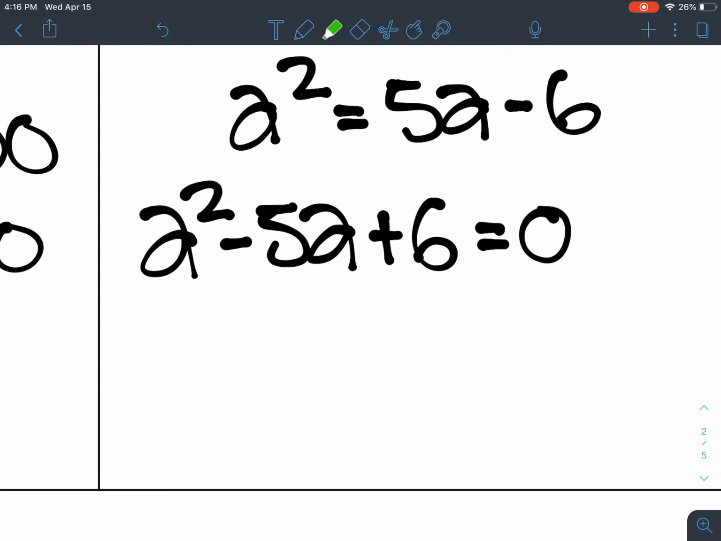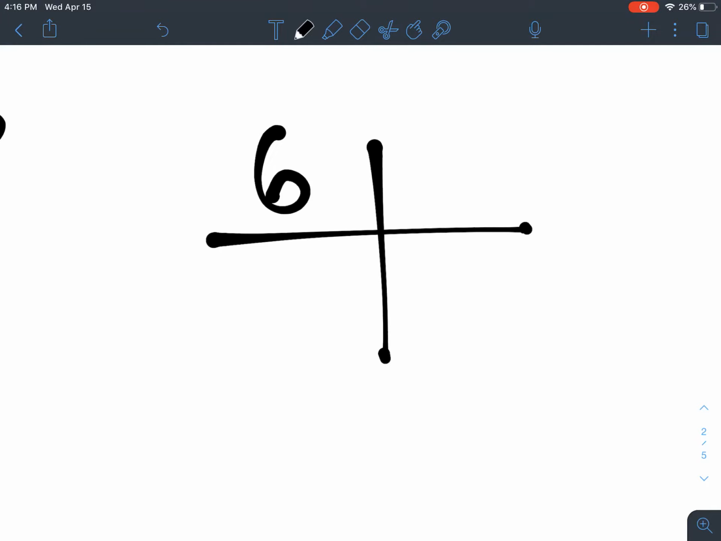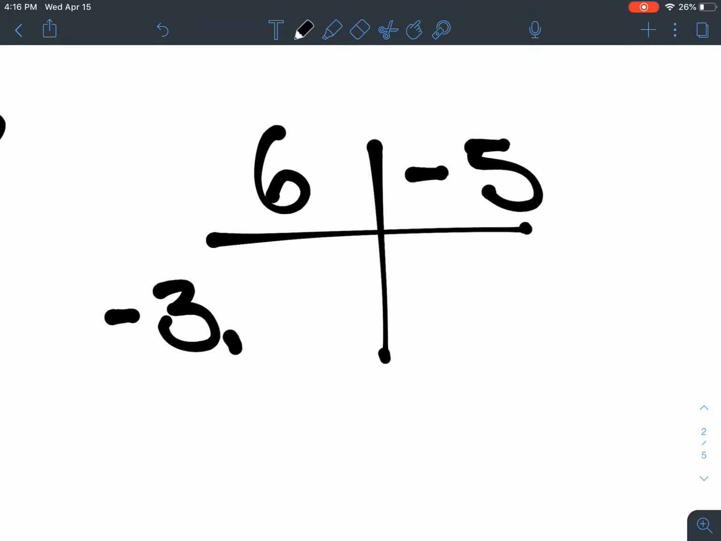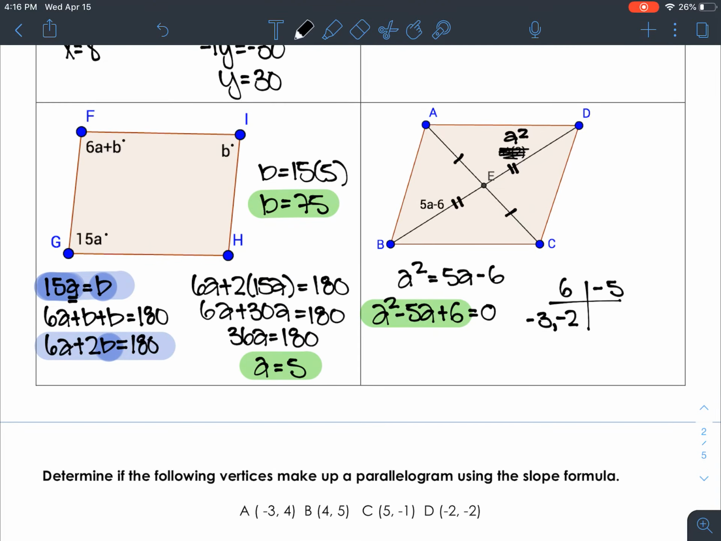And so what I'm going to have to do is factor this, guys. So I'm going to look for two numbers that multiply to get that positive 6, but add to get the negative 5. And this has been a long time, but those two numbers are going to be negative 3 and negative 2. Negative 3 and negative 2 multiply to get 6. Negative 3 and negative 2 add to get negative 5. So those are my magic numbers.